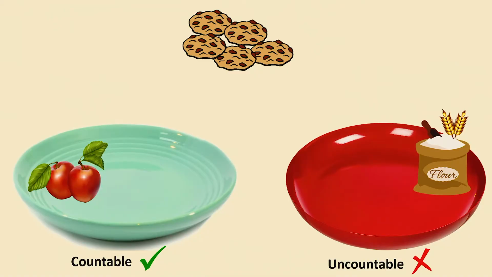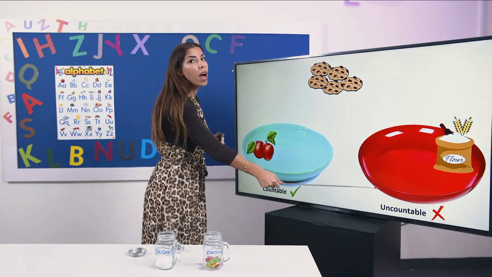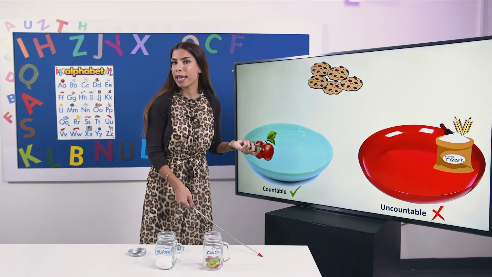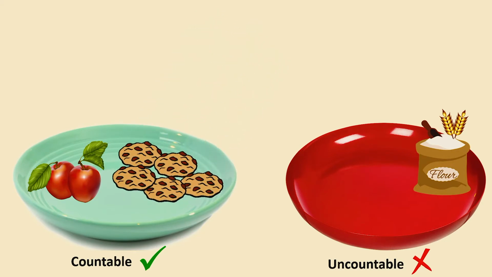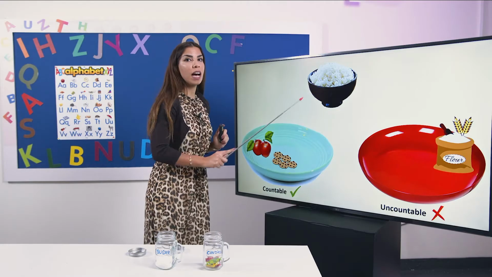We have some, yes, cookies. Cookies. Well, cookies. Are they countable or uncountable? Can you count the cookies? Can you say, I have 1 cookie, 2 cookies, or 3 cookies? Very good. Yes, we can. So, cookies will go to the green plate. Great job.